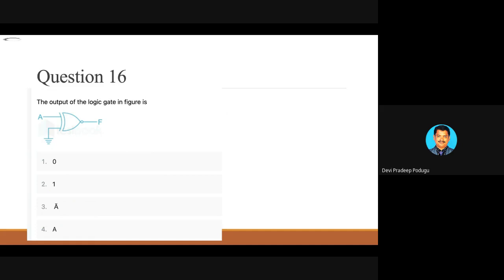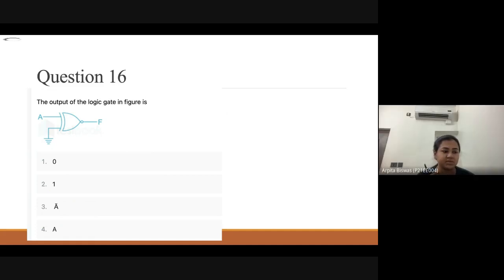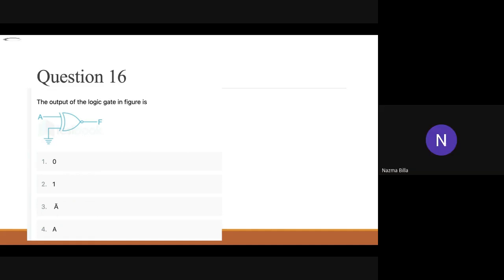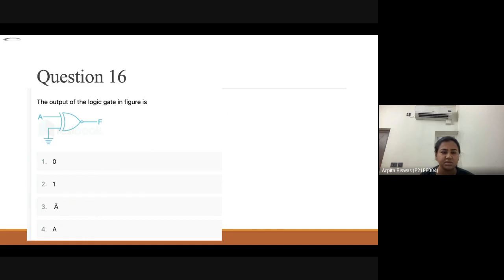Nazma, what is the right answer? A bar, ma'am. So how is it coming? Just this is the XNOR, right? So output will be A bar B bar plus A into B. Here one of them is grounded, so you can consider it 0. So it is coming A bar.